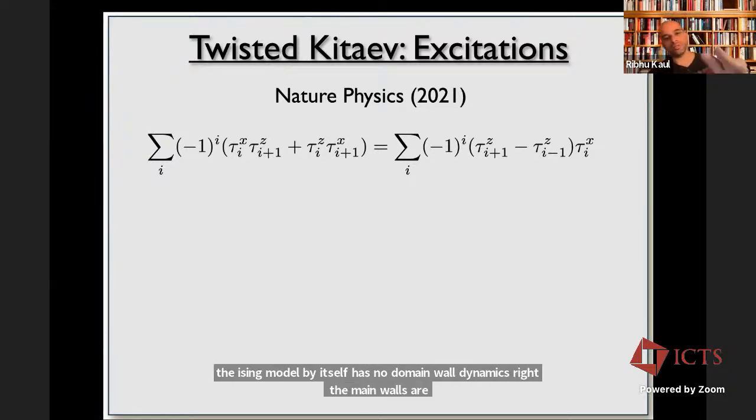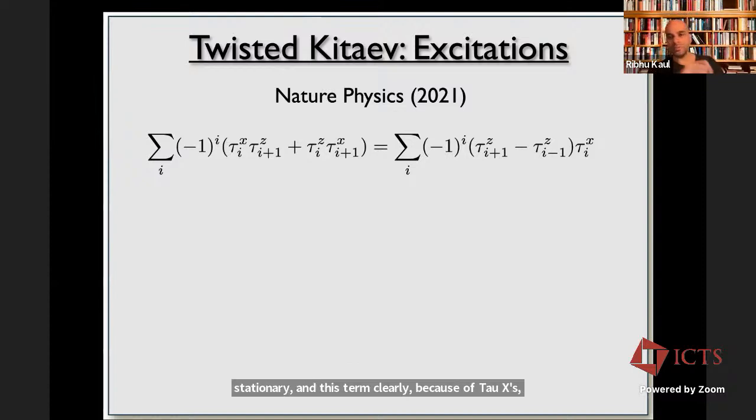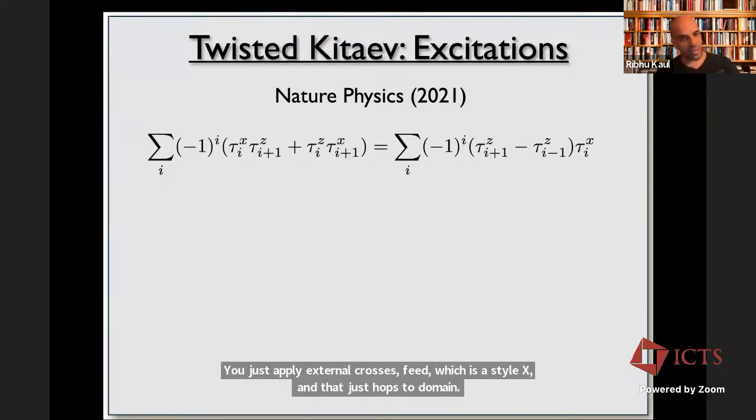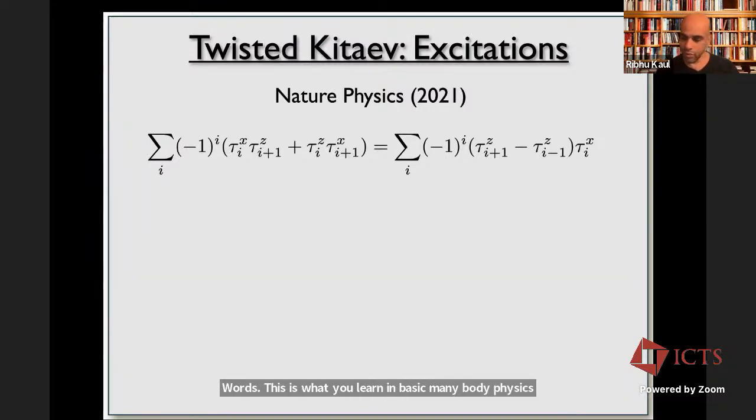And this term clearly, because of tau x, starts flipping the spins and the domain walls can move. But it does it in some interesting way with this (-1)^i and tau z. The normal way you study domain wall dynamics is you just apply an external transverse field, which is just tau x, and that just hops the domain walls. This is what you learn in basic many-body physics. But now you have a tau z, you have (-1)^i, so the domain wall hopping is rich.